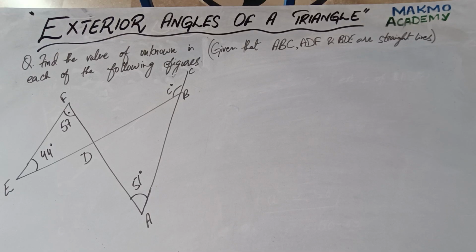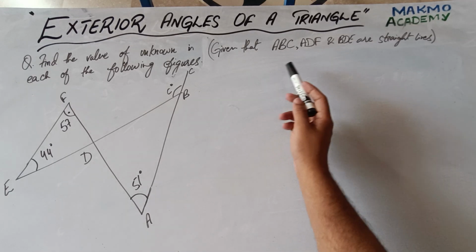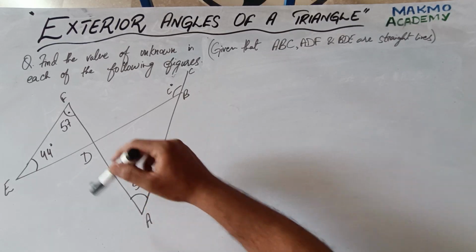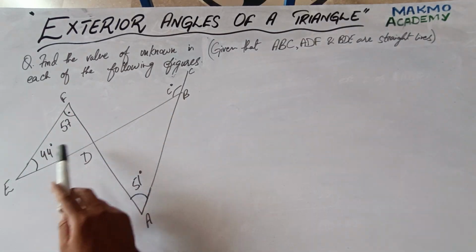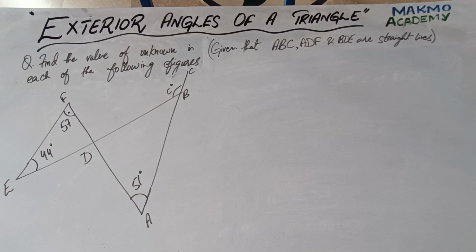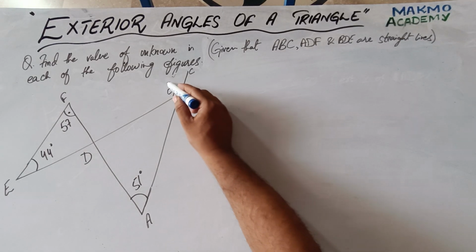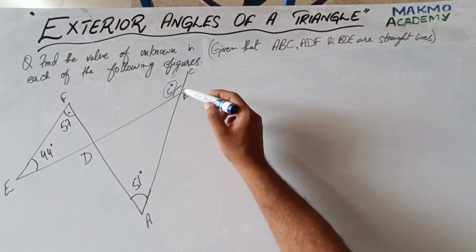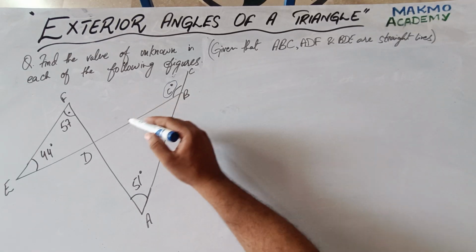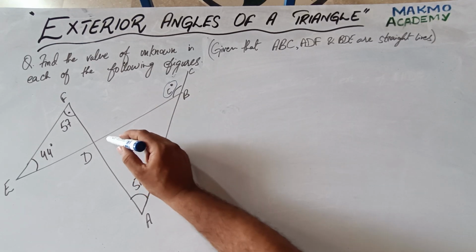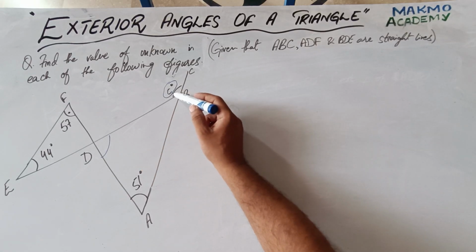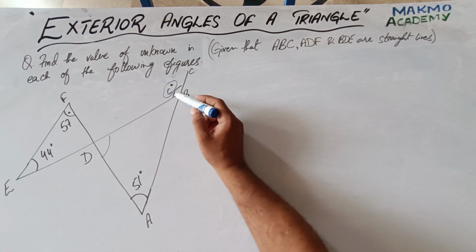Now guys, let's look at this problem. Again the question: ABC, ADF and BDE are straight lines, and we need to find out the size of the unknown angle. The unknown angle is only angle C, which is the exterior angle to this triangle ADB. So if this is the exterior angle, these two are the opposite interior angles. So the sum of these two angles would be equal to angle C.